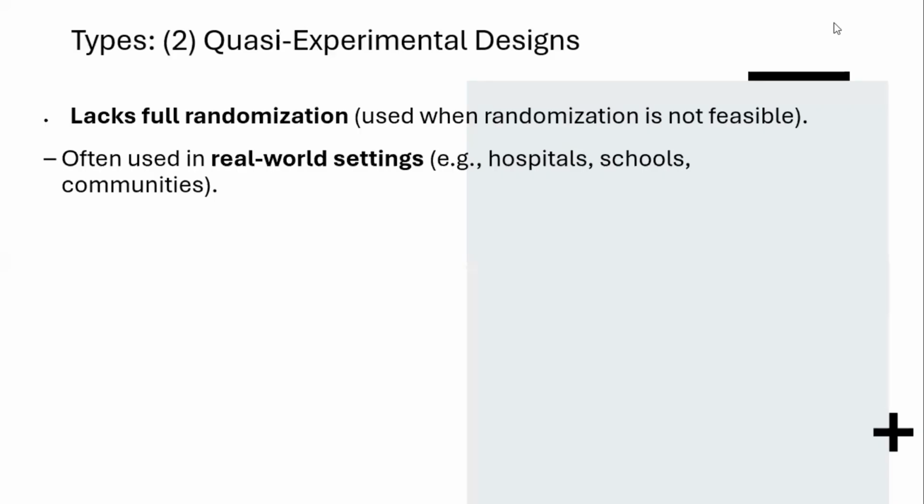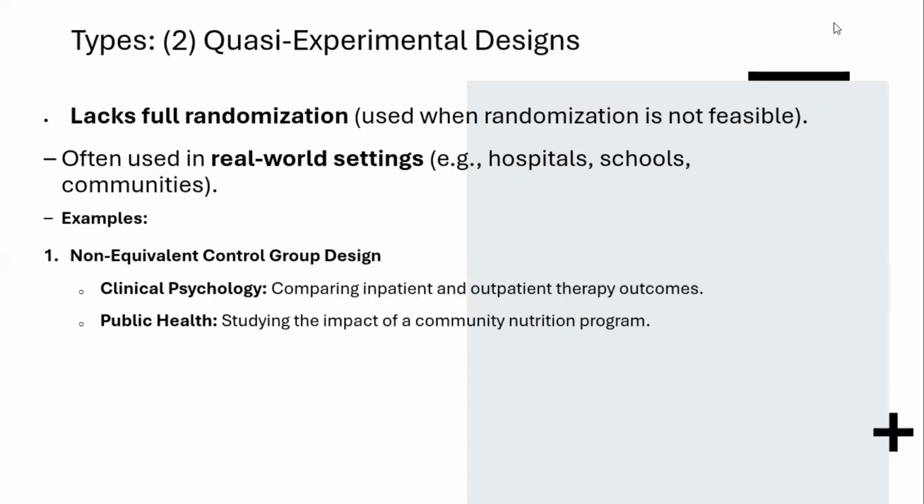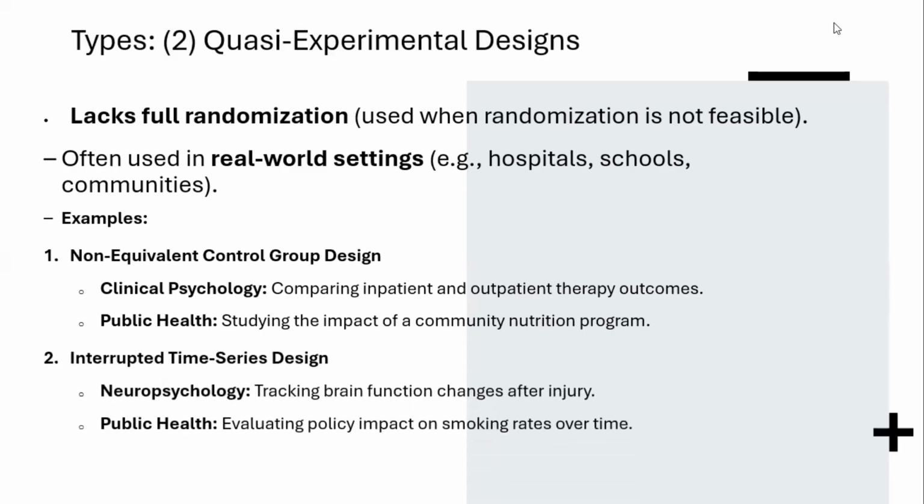Quasi means that it looks like true experiments, but we are working with what nature provides us. Okay, we are working with what nature provides us. And so it's not everything that you as a researcher can have control over. For example, you can have a non-equivalent group design.